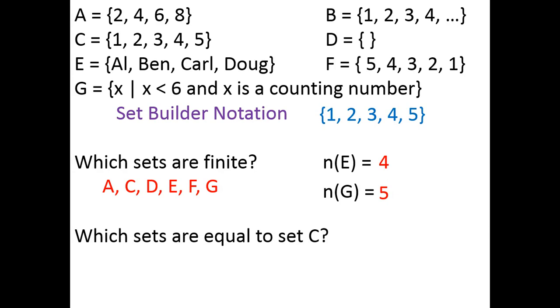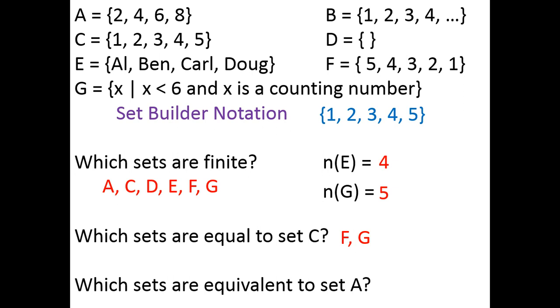Which sets are equal to set C? Well, equal means sets that contain exactly the same elements in any order. So set F and set G are both equal to set C.